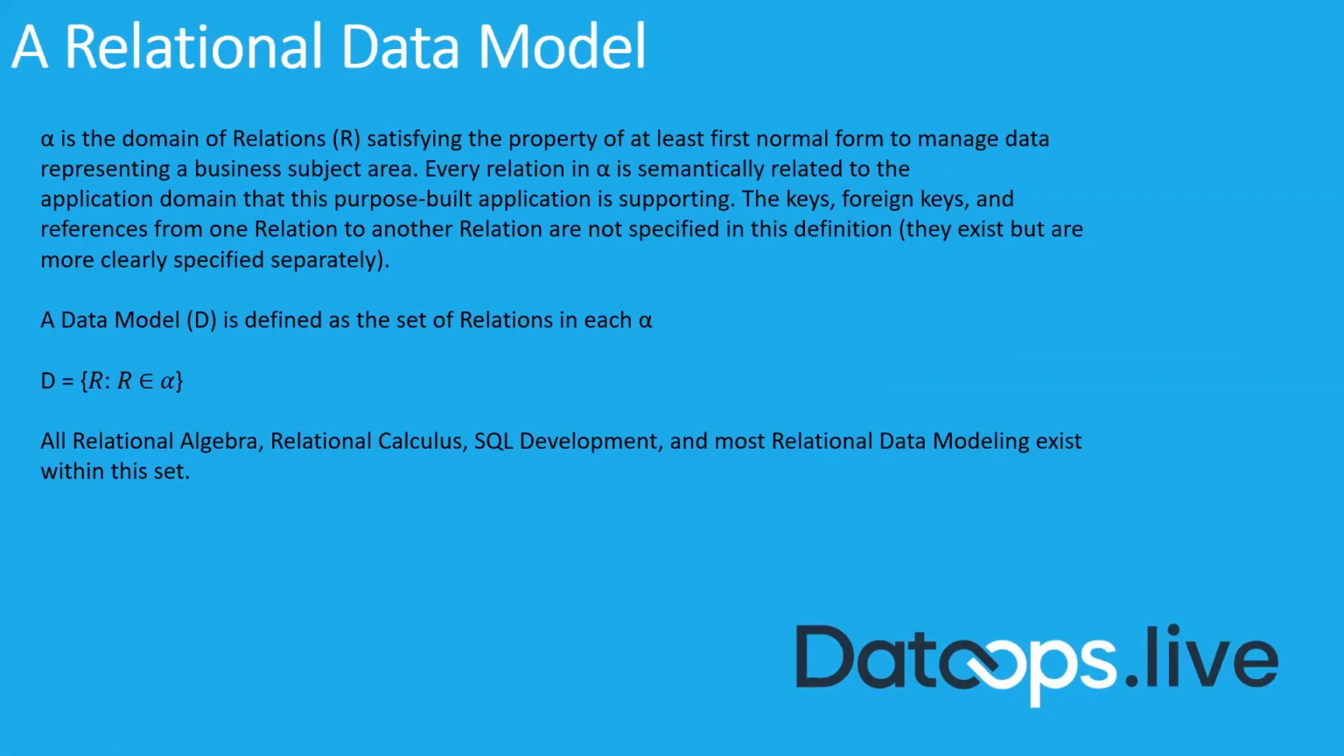So a relational data model, I added a little bit to this here, where we have a mathematical definition of a data model, which is a data model D is a set of relations where the relation is in the set of alpha, and alpha is the domain of relations for a particular business subject area. So all of relational algebra, calculus, SQL development, and most relational data modeling all exist within this set.